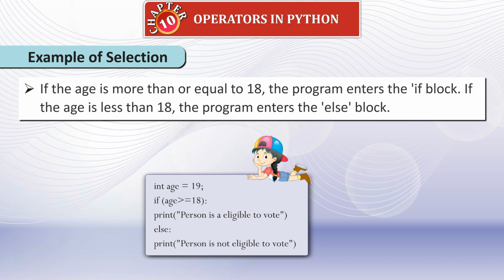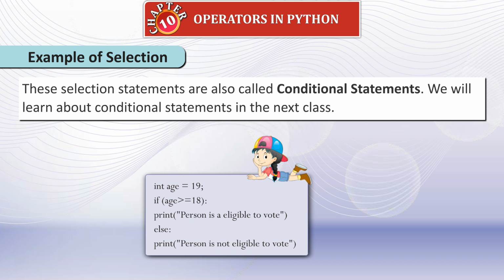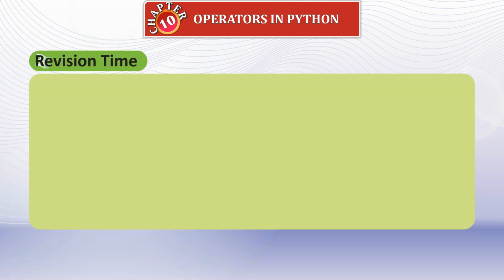If the age is more than or equal to 18, the program enters the if block. If the age is less than 18, the program enters the else block. These selection statements are also called conditional statements. We will learn about conditional statements in the next class.